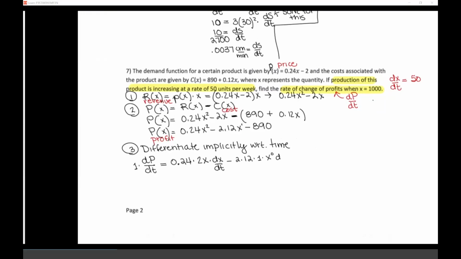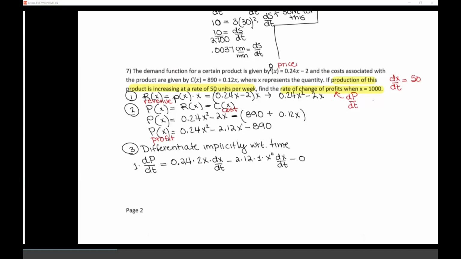dx/dt. And if I differentiate 890, what happens to the minus 890? What happens to minus 890 when I'm differentiating? It's a constant. What's the rate of change of a constant? It's a 0, right? So minus 0.